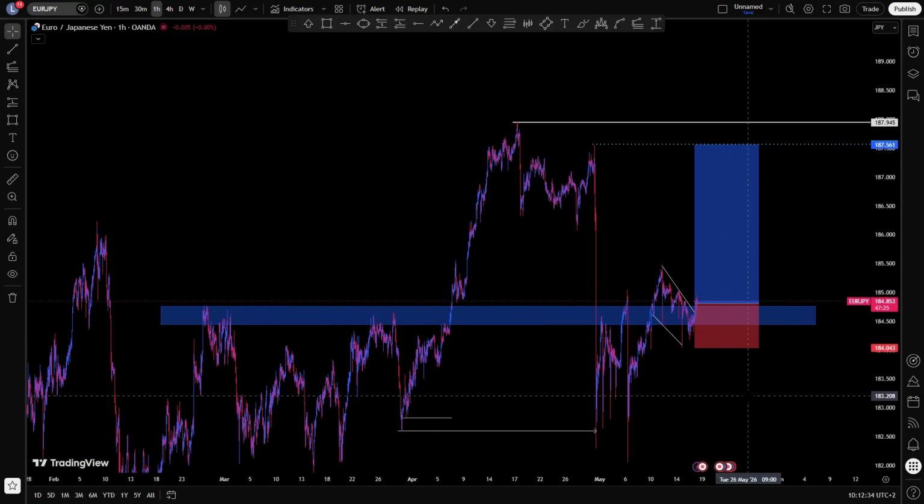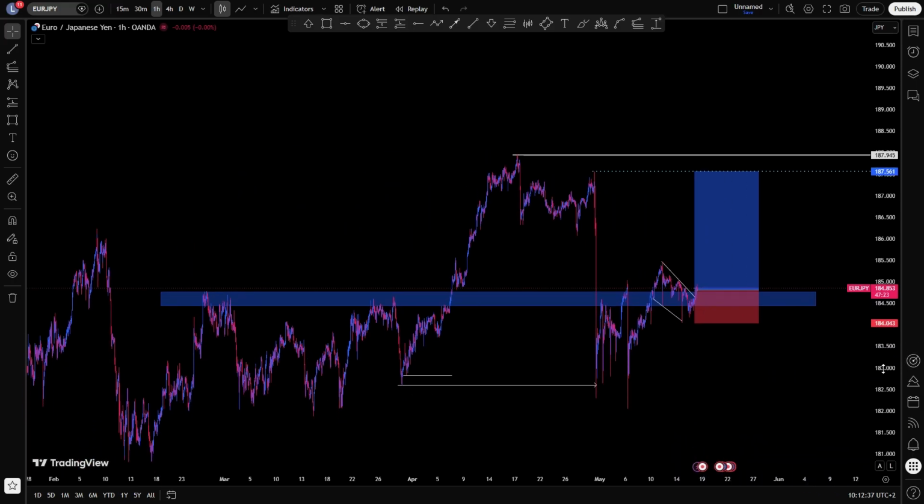Yeah, man, beautiful thing, beautiful setup. So USD/JPY, it's a buy.